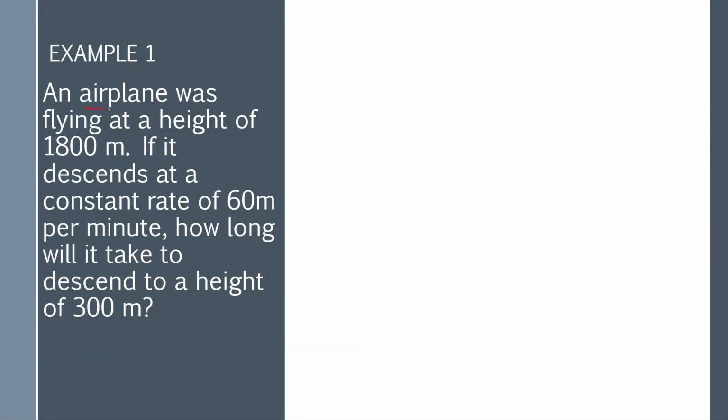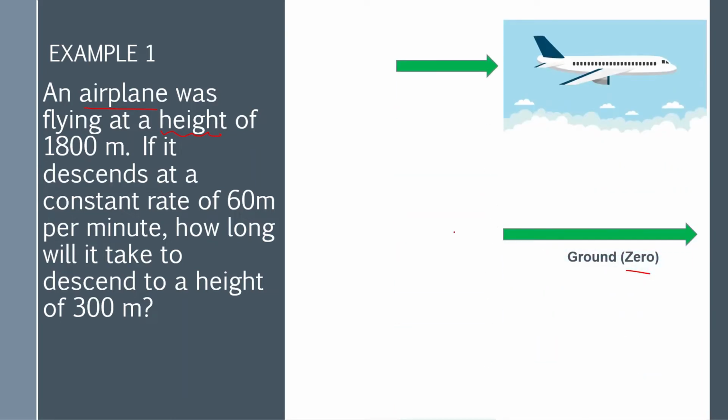An airplane was flying at a height of 1800 meters. That means first we need to decide the ground level, which is our 0, and the height of the airplane is given as 1800 meters, which is above the ground level, so we will represent it with positive 1800. If it descends, it means it is going down at a rate of 60 meters per minute. So each minute this airplane is descending 60 meters.